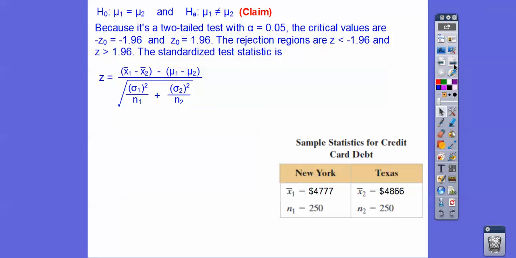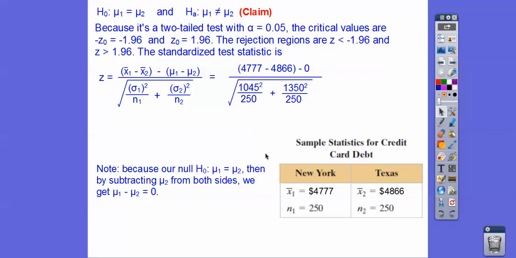So there's our standardized test statistic, plugging in the information. Now this is 0 because our null is mu1 equals mu2. So if they're equal to each other, when we subtract them, that's going to be 0 right there. Okay, so crank that out and we get negative 0.82. Now is that less than negative 1.96?